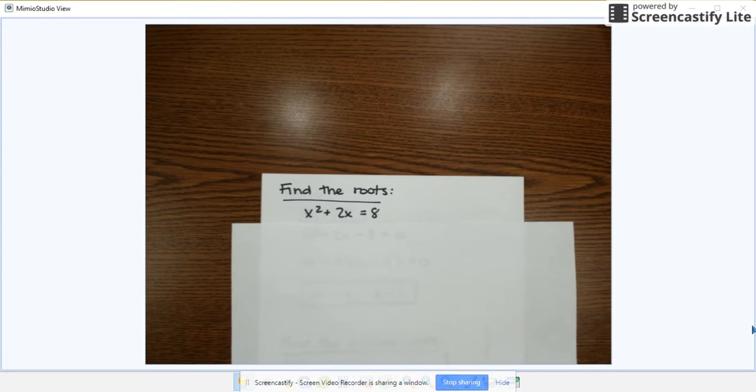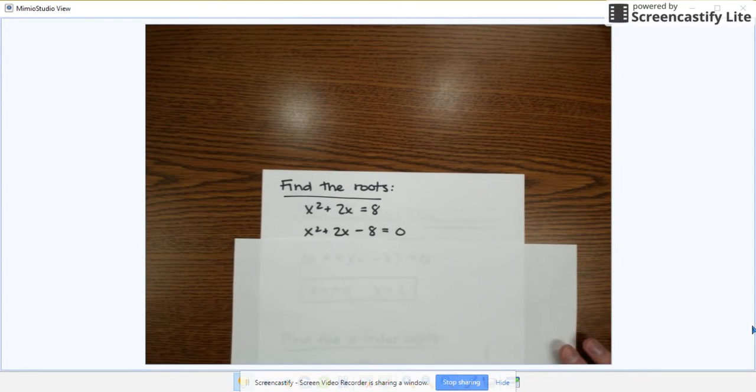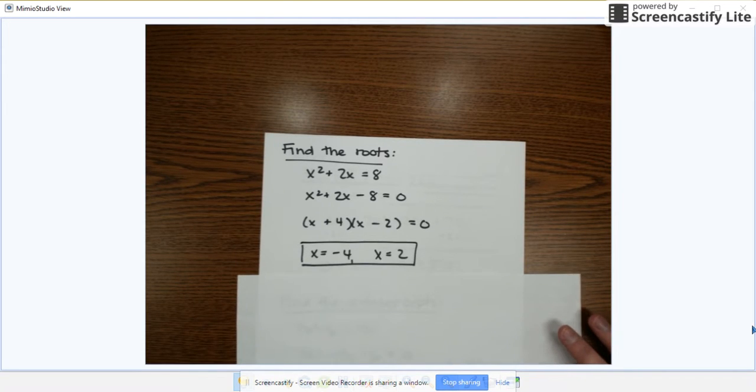Here's another one, x squared plus 2x equals 8. Well, we need to set this equal to 0, so we would need to subtract 8. So we get x squared plus 2x minus 8 equals 0. And then we factor. That factors to be x plus 4, x minus 2. And our two roots would be x equals negative 4, because of the opposite of that, and x equals positive 2.